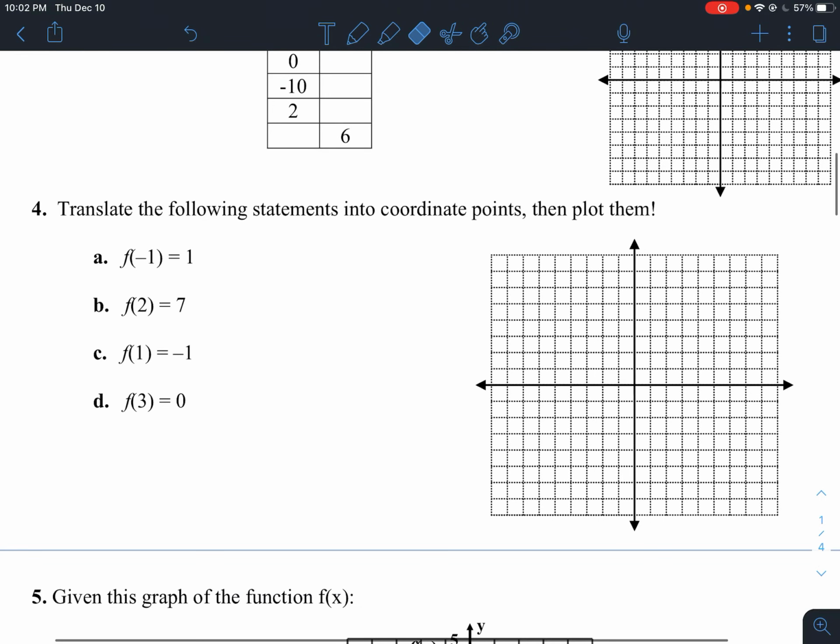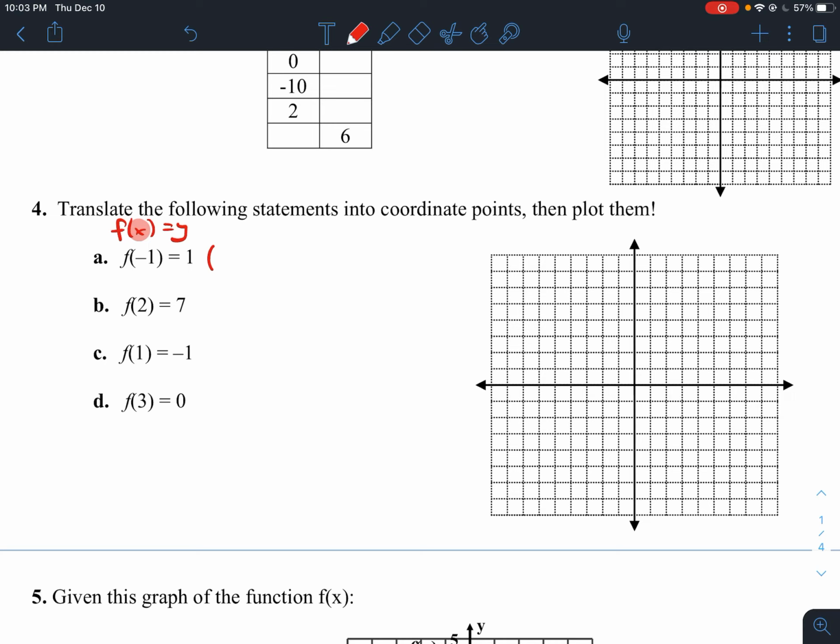Now for 4, all they're asking you to do here is write this as a coordinate. So keep in mind the notation is always like f of x. The thing on the inside is your x value, and whatever it equals is your y value. So think of it almost as f of x is going to be equal to y.